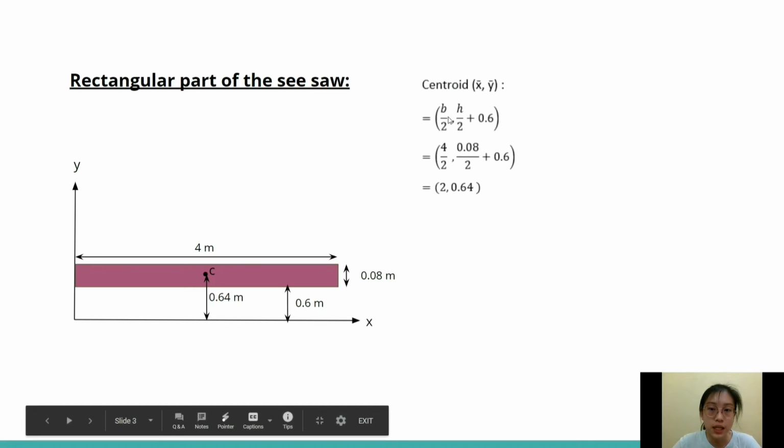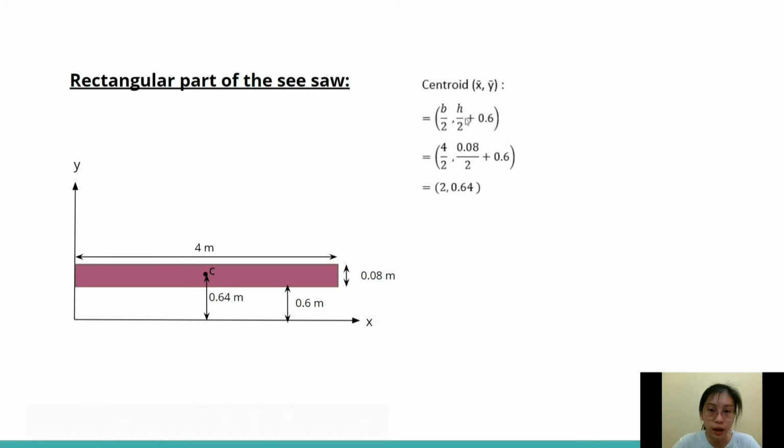We are using b divided by 2 and h divided by 2 plus 0.6, where 0.6 is the height between the rectangle and the x-axis. b is the base of the rectangle, which is 4 meters, and h is the height of the rectangle, which is 0.08 meters. So we can get 0.64 for the centroid of the rectangle. Next, we need to calculate the area of the rectangle, which is base times height, 4 times 0.08, to get 0.32 meters squared.